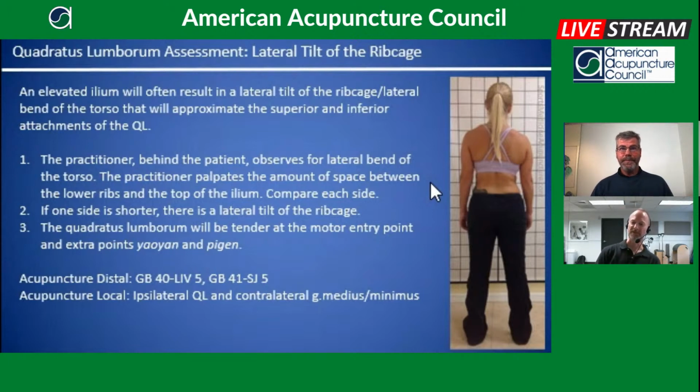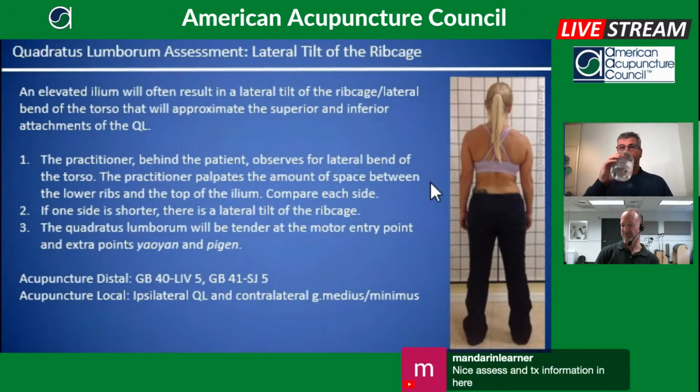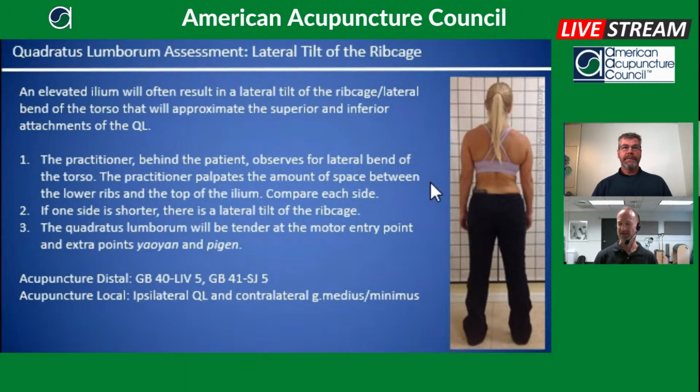Brian, you want to chime in on this at all? Quickly on this? Yeah, in this particular image, it looks like really more just lateral tilt without so much of an elevated ilium. A little tricky to tell, right? We'd have to almost get in there and get our fingers on and make sure that what we're seeing on the exterior surface matches. But just glancing at it, I don't see a whole lot of elevation of the ilium in this particular person, but more about the lateral tilt, more about that 12th rib being pulled down.